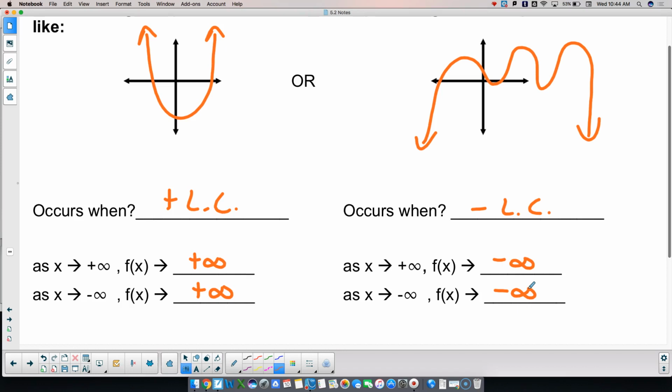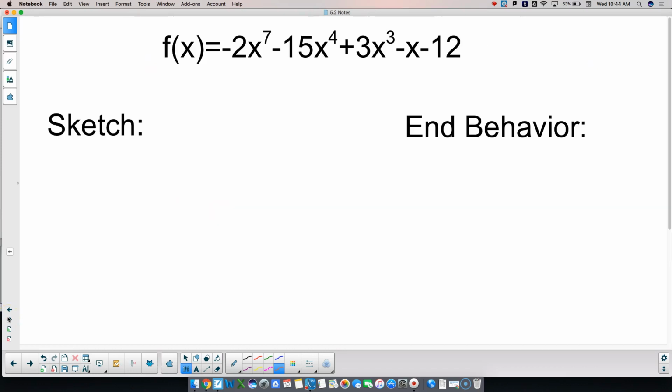Okay? So tonight on your homework, I am going to ask you to sketch 4 functions. And you can do that right in your notes or right on your homework page. You don't need an extra set of graph paper to do that. So I would like to do one right now. Sketch me what that function is going to look like, and then tell me what the end behavior is.